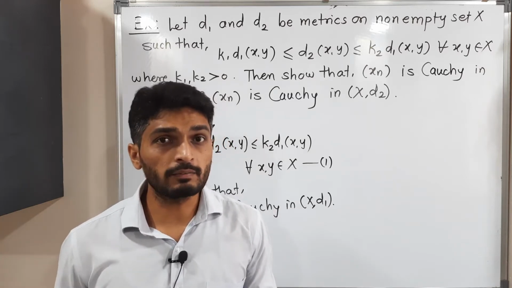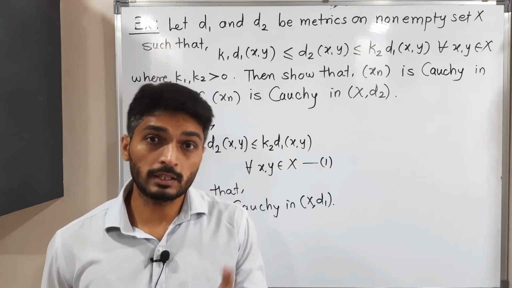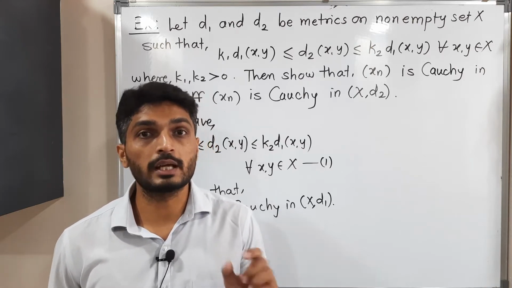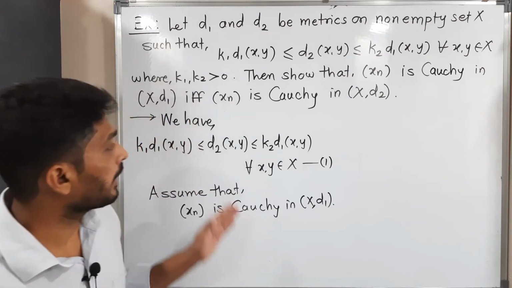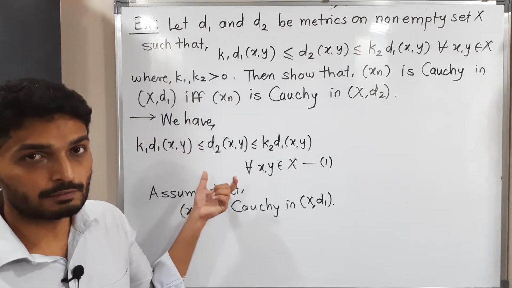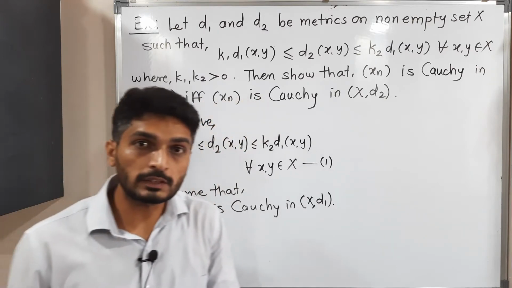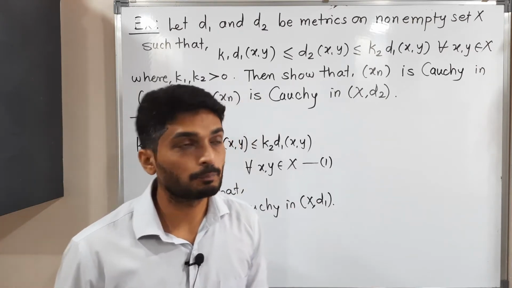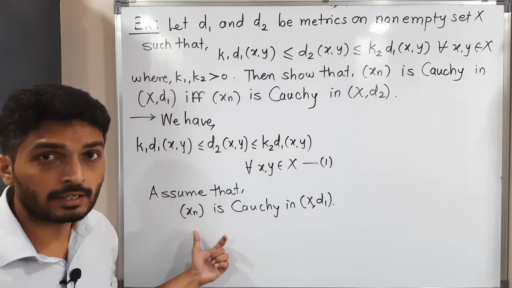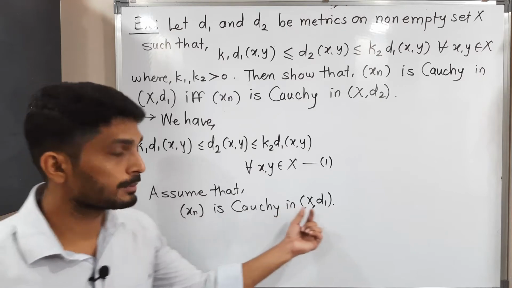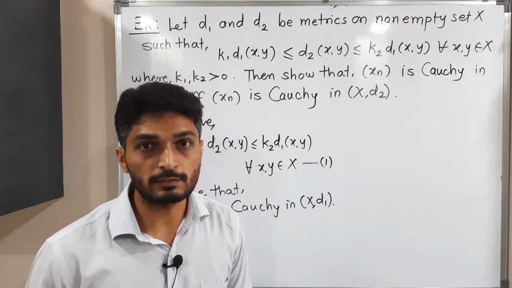We have to prove that a sequence Xn is Cauchy in (X, D1) if and only if the sequence Xn is Cauchy in (X, D2). So let us prove it. I have written the given information. Since it is if and only if, I will assume one part first, then we will try the second part. I have assumed the sequence Xn is Cauchy in (X, D1) and we have to prove that the sequence Xn is Cauchy in the metric space (X, D2). Using the definition, obviously, we are going to prove it.